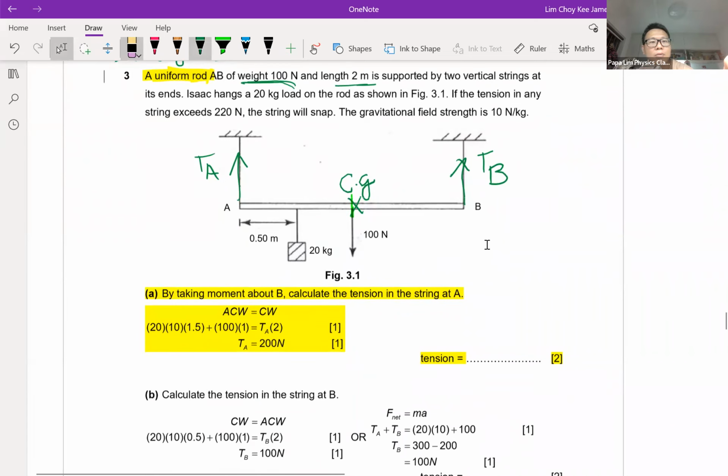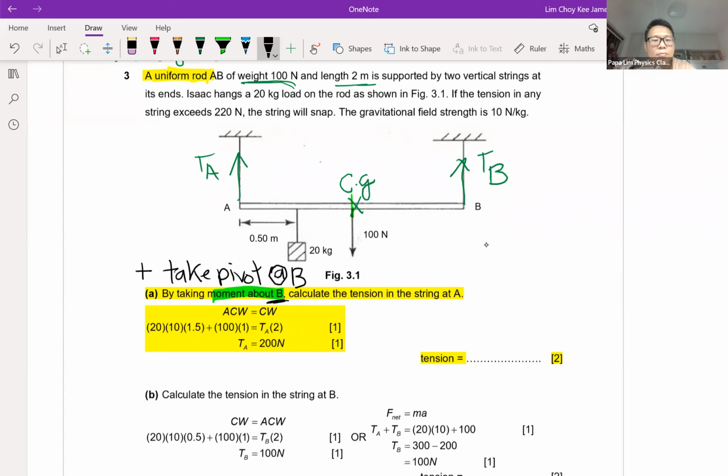Now some of the students highlight to me that they don't understand what the question wants, taking moment about B. In layman's terms, it just means that the pivot is at B. So you are talking about the pivot at B, and the other information we are looking at is moments. So I need you to apply the moments equation, and apply it at the pivot B.